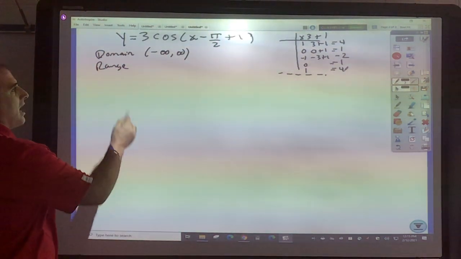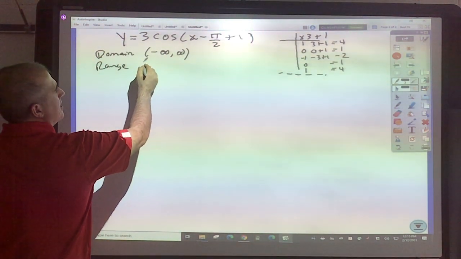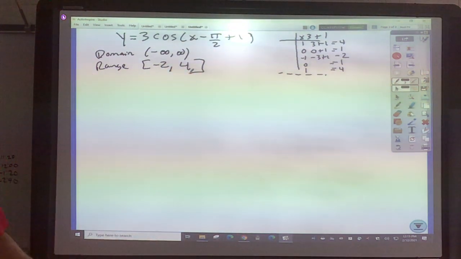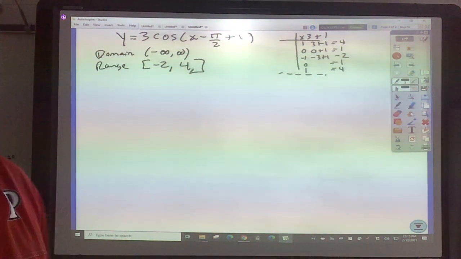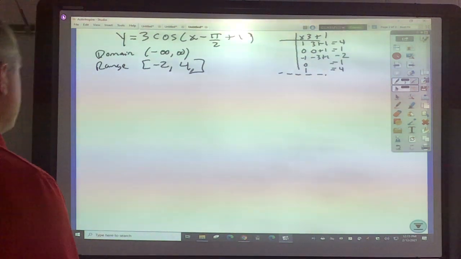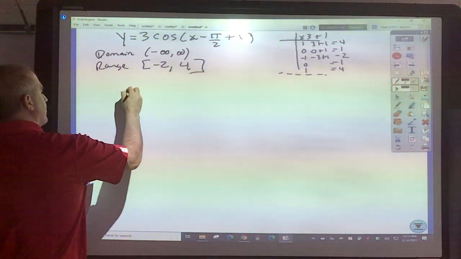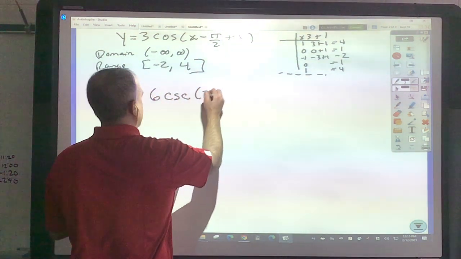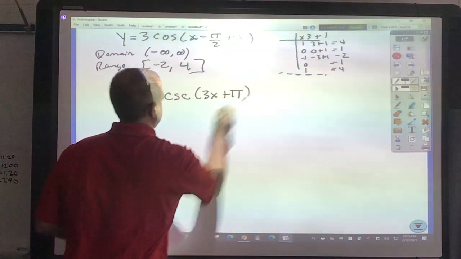So for the range, I know that it is going between negative 2 and 4, because I know how the graph basically looks. So there's an example of that. Let's go to cosecant. Let's say I've got 6 cosecant of 3x plus pi.